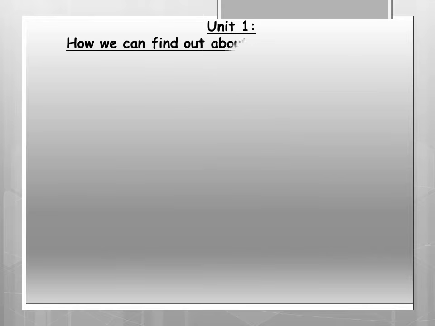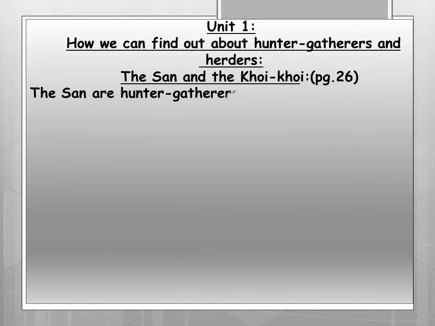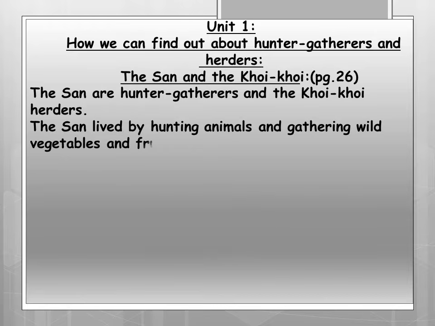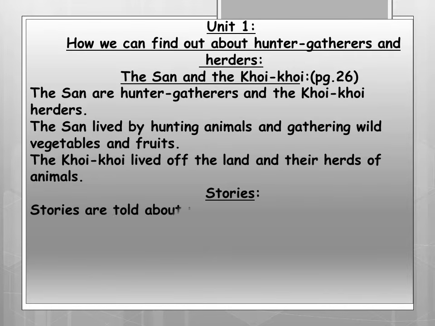Let's start with Unit 1. How we can find out about hunter-gatherers and herders. The San and the Khoikhoi. You can look on page 26 in your textbook if you want to follow. The San are hunter-gatherers and the Khoikhoi herders. The San lived by hunting animals and gathering wild vegetables and fruits. The Khoikhoi lived off the land and their herds of animals.